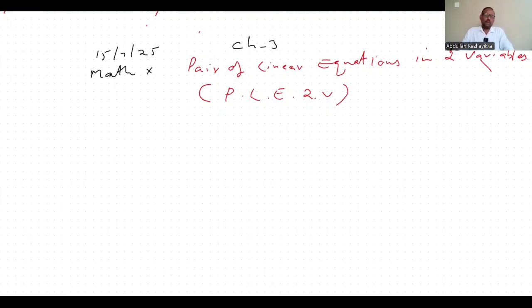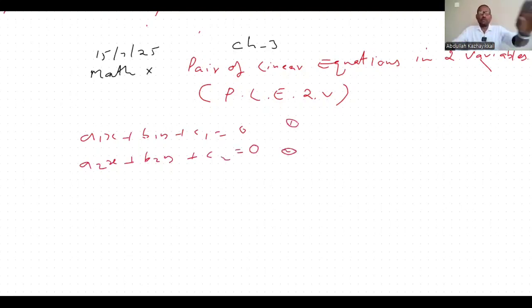Here we can see a pair of linear equations in two variables: a1x plus b1y plus c1 is equal to 0, then a2x plus b2y plus c2 is equal to 0. This is equation 1. This is equation 2. That is why I am talking about a pair of linear equations in two variables. Pair means two. I think it is very clear for you. So, how can we solve?